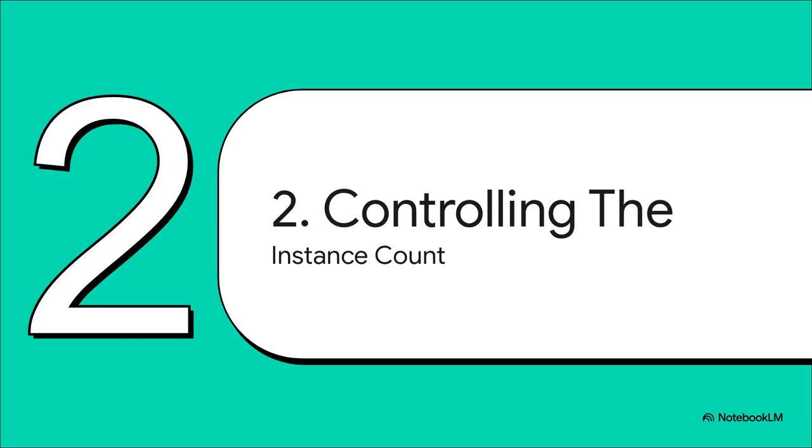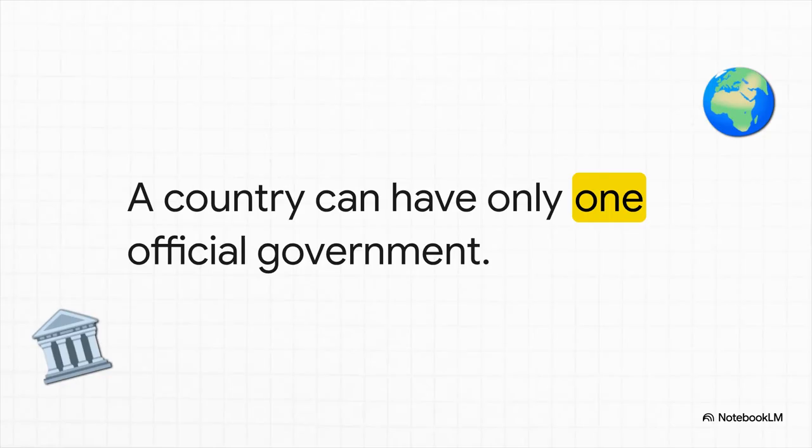Okay, let's grab our first tool. We'll start with a classic problem. What do you do when you need to absolutely guarantee that a class has one and only one instance running through your entire application? Just one. No exceptions. The best way to think about this is like a country's government, right?